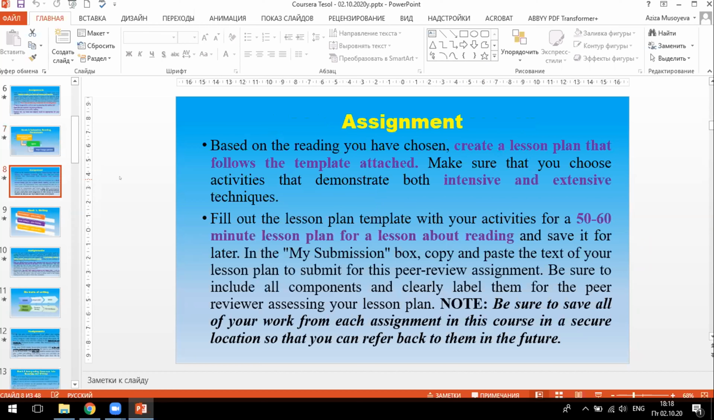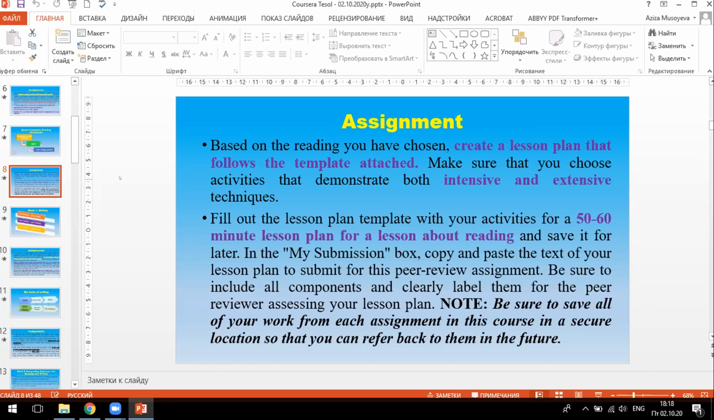And the assignment here: you need to create a lesson plan this time according to the reading that you chose in the first week assignment. So you need to demonstrate both intensive and extensive reading techniques. If you see there, you can see techniques, you can see some activities there. So that's why I didn't cover them here. Your lesson plan should be between 50 to 60 minutes for reading.